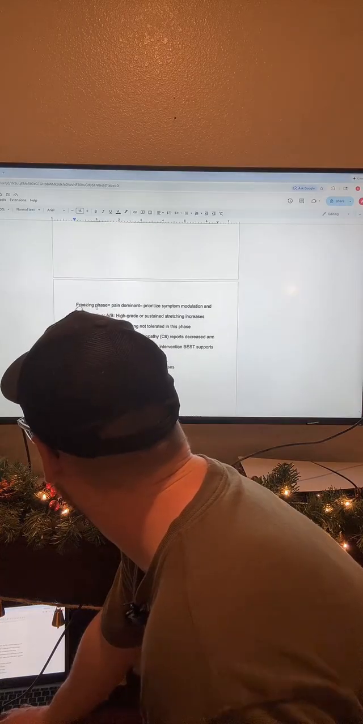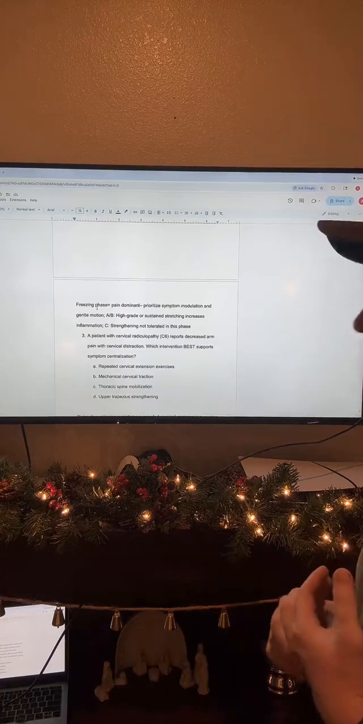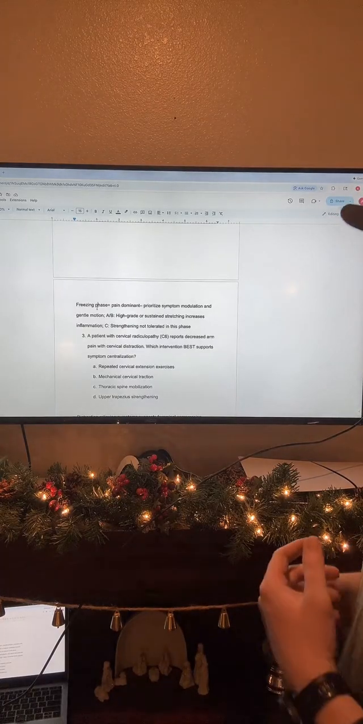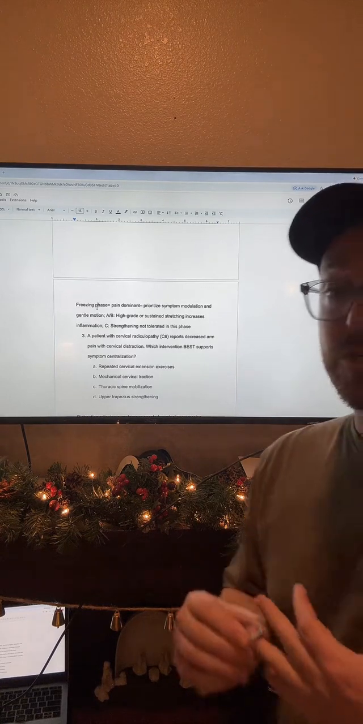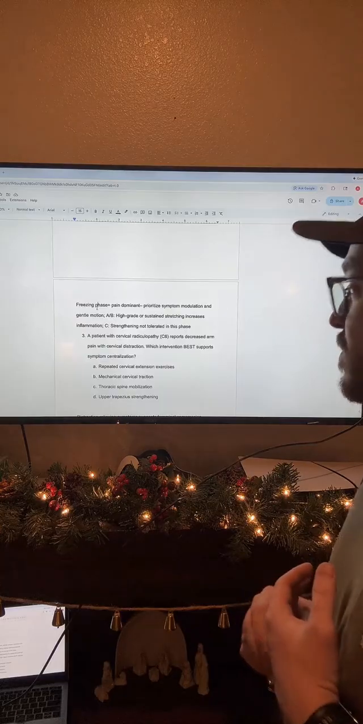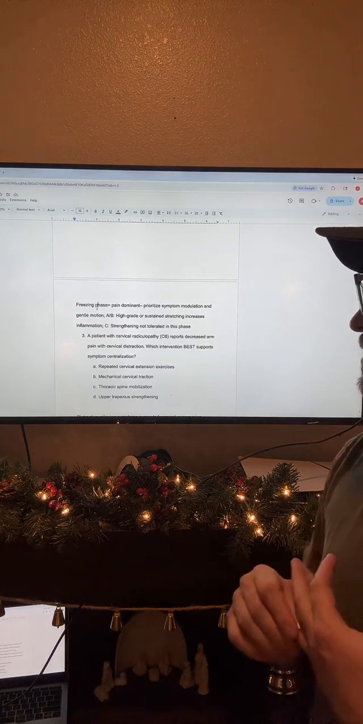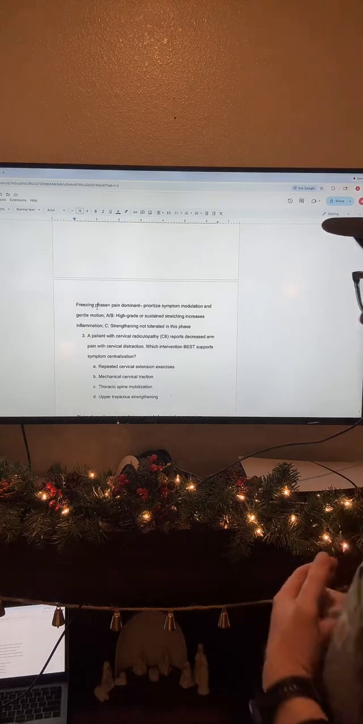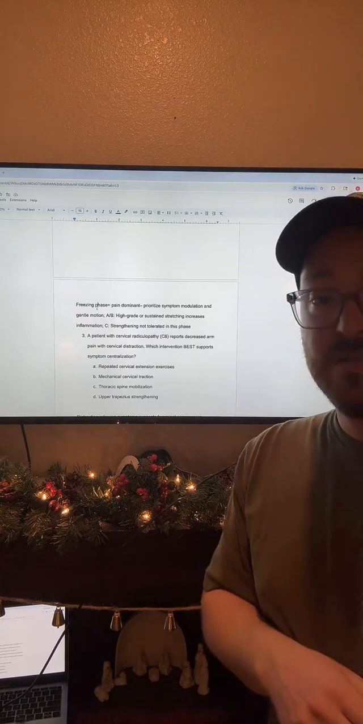All right. A patient with cervical radiculopathy at C6 reports decreased arm pain with cervical distraction. Which intervention best supports symptom centralization? A, repeated cervical extension exercises. B, mechanical cervical traction. C, thoracic spine mobilization. Or D, upper trapezius strengthening. Go ahead and submit your answers.